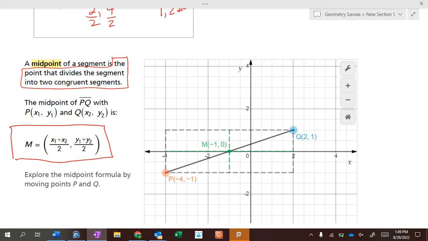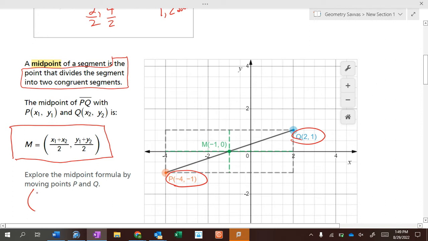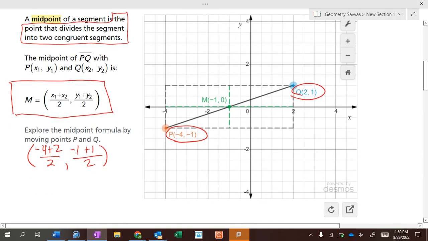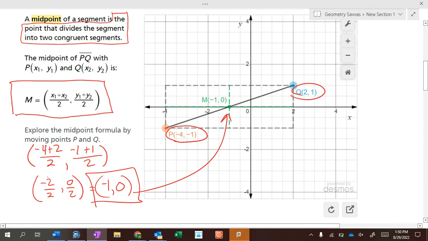So, if we want to find the midpoint of (-4, -1) and (2, 1), we take the x value of P, -4, and the x value of Q, 2, divided by 2. We take the y value, -1, plus the y value of your other point, 1, and divide by 2. Okay? So if you do the math, -4 plus 2 is -2, divided by 2. -1 plus 1 is 0, divided by 2. -2 divided by 2 is -1. 0 divided by 2 is 0. (-1, 0). That's the midpoint. Okay? So that's using the midpoint formula.